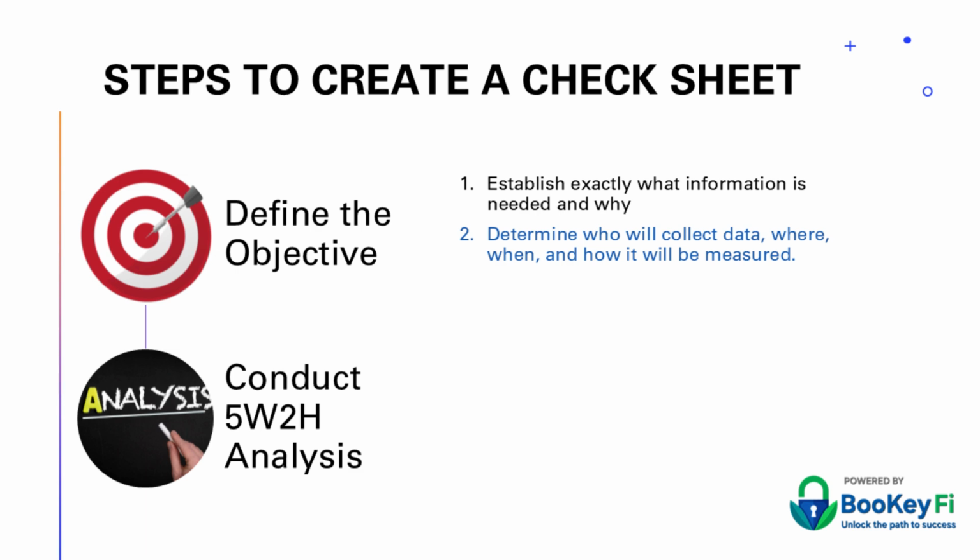Define the scope and method. Determine who will collect data, where, when, and how it will be measured. Standardizing these parameters ensures the data is reliable. For instance, if data is collected at different points in a process by different people, the results may vary unless the measurement method is identical for everyone.